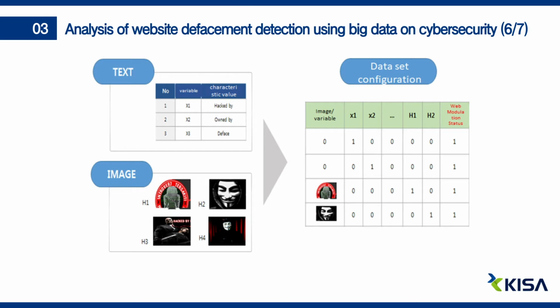If the variable x1 is hacked by, change x1 value to 1 from 0 in the dataset and output the result as website defacement. In addition, if an image of h1 is extracted, then the h2 is tagged to 1 in the dataset and the result is printed as website defacement.